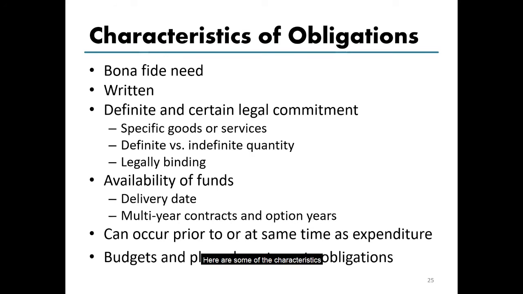Here's some of the characteristics of obligations. There should be a need. In other words, you can't just buy a bunch of stuff toward the end of the contract period because you have extra money available. It should be something that's needed for the program during the contract period. It has to be something that's written, a legal commitment.